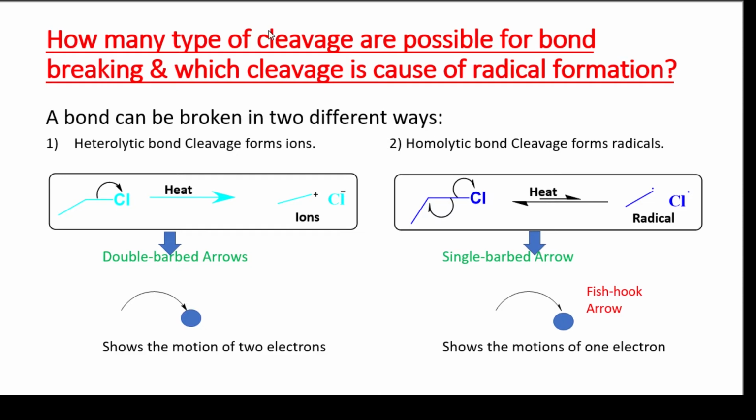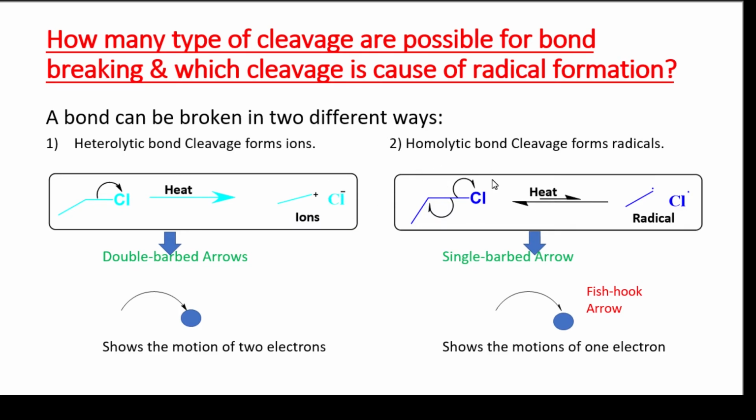The next question is: how many types of cleavage are possible for bond breaking, and which cleavage causes radical formation? A bond can be broken in two different ways. One is heterolytic bond cleavage, which forms ions. What type of ions? Cation and anion. And homolytic cleavage leads to radicals. So how do you show heterolytic cleavage and homolytic cleavage? Heterolytic cleavage is shown by a double barbed arrow. You can see this double barbed arrow: ethyl cation, and this one is chloride anion.